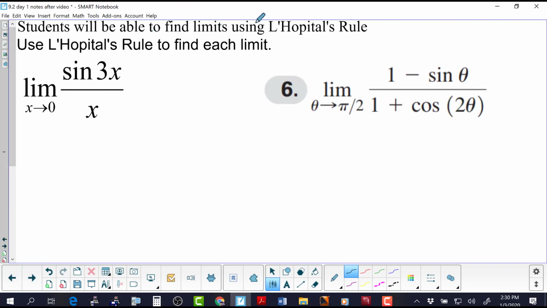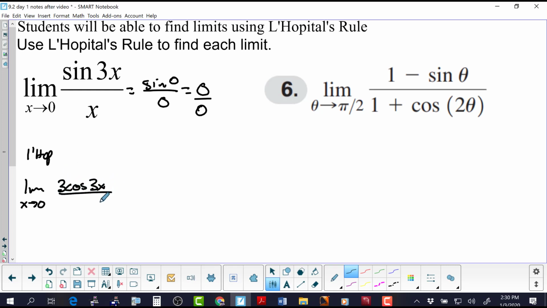Students will be able to find limits using L'Hopital's rule. Use L'Hopital's rule to find each limit. Let's plug 0 in, and we get sine of 0 over 0. And sine of 0 is 0, so 0 over 0 is an indeterminate form. We can use L'Hopital's rule, so we get the limit as x approaches 0 of 3 cosine of 3x over 1. Now when we plug in 0, we get 3 cosine of 0, which is equal to 3 times 1, or 3.